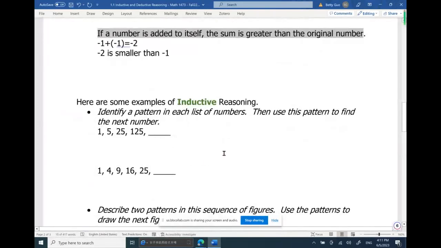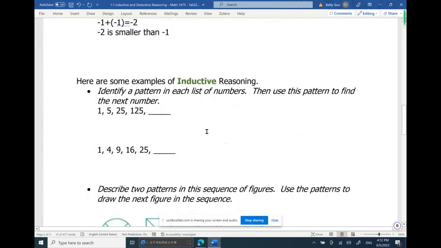Next, we are going to apply inductive reasoning to identify a pattern in each list of numbers, then use this pattern to find the next number. All right, let's see. This is induction from specific to general, right? From the first 4 elements we find a pattern, and then we can know other elements in the sequence.